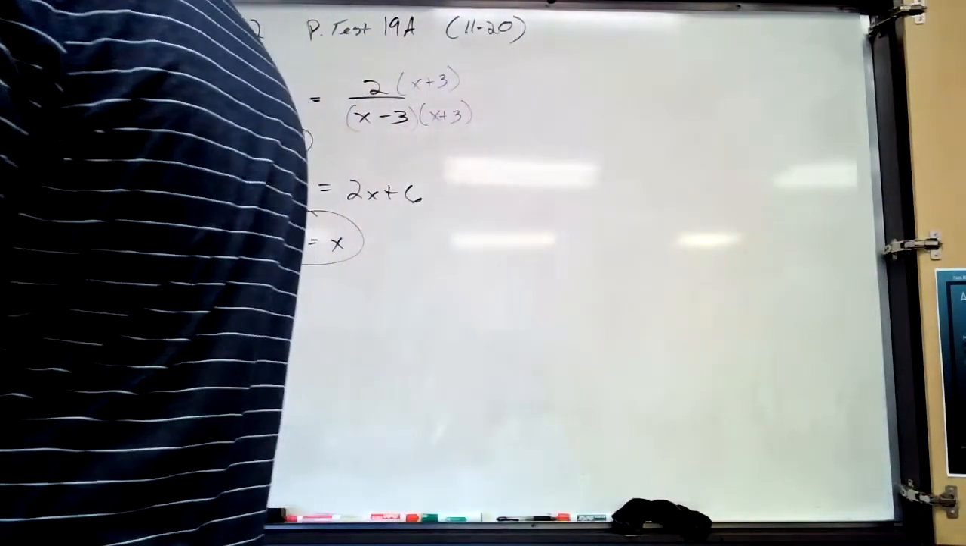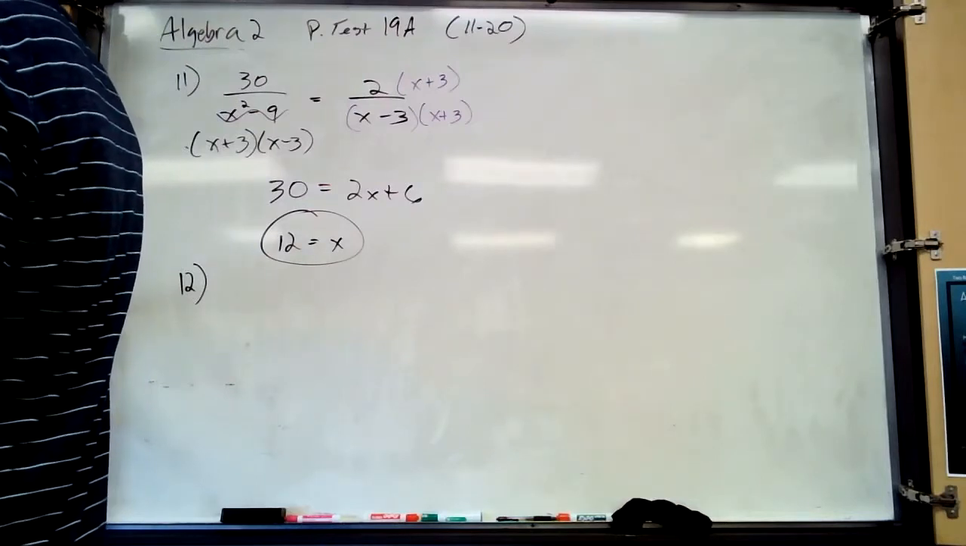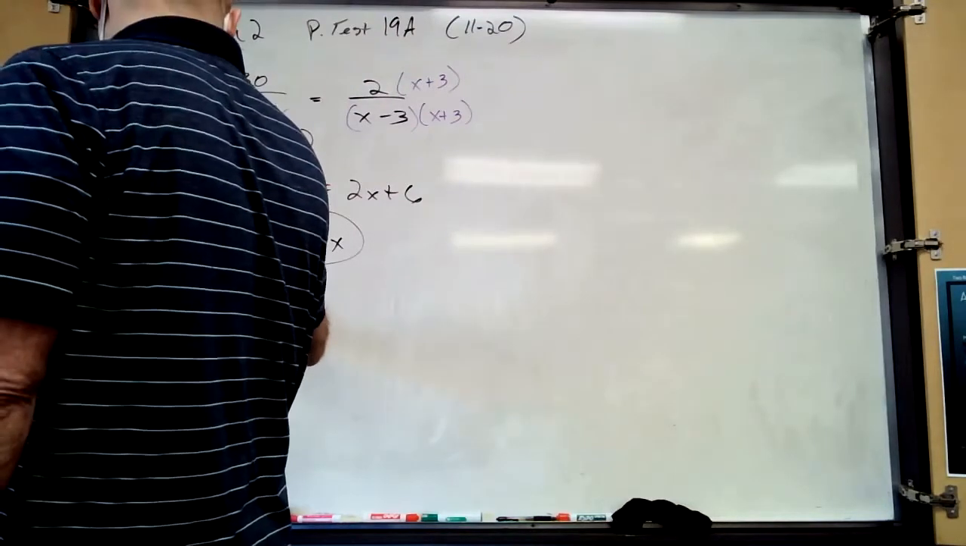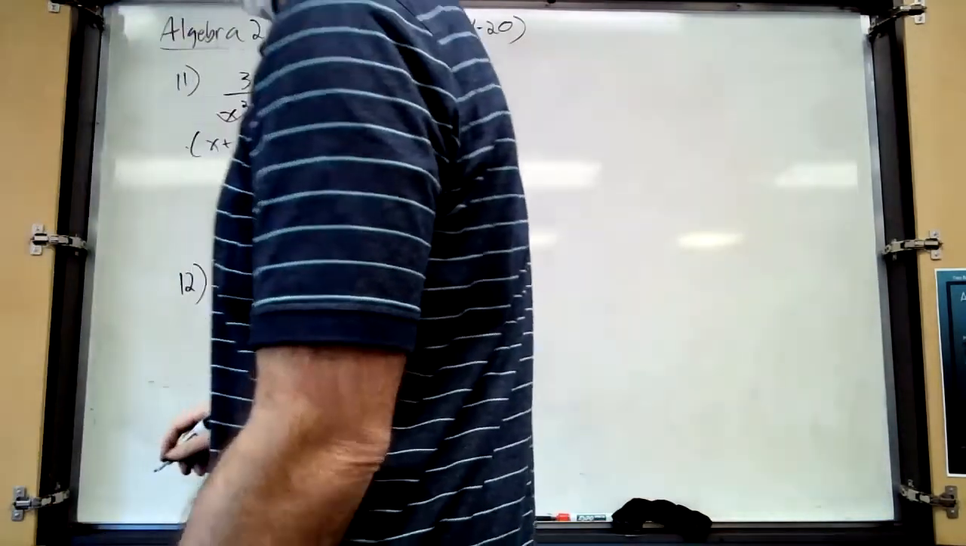Number 12, write a piecewise function rule for this graph. Okay, so it kind of sets it up for you. F of x equals.